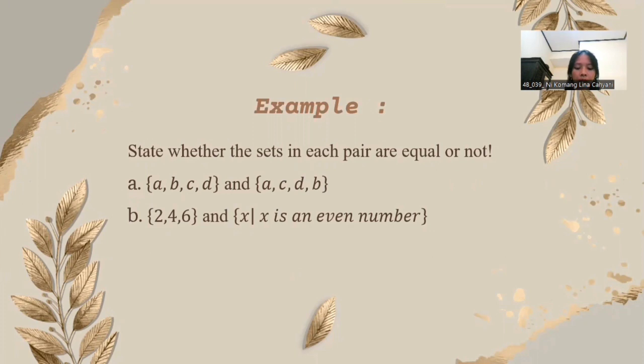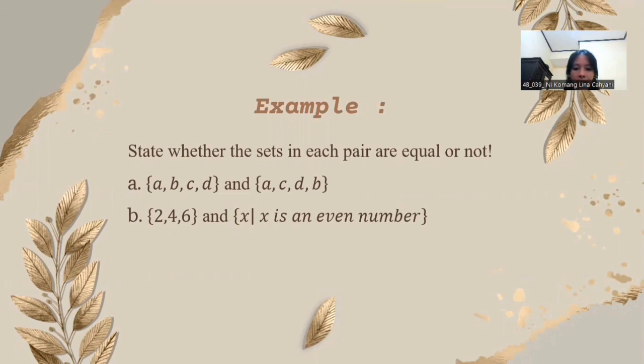Now let's look at part B. In part B, the first set is {2, 4, 6}, and the second set is the set of all x such that x is an even number. So we are going to determine if they are equal by first looking at the set {2, 4, 6} and checking each of its elements. The number 2 is in the first set, and that is an even number, so it is in the second set.